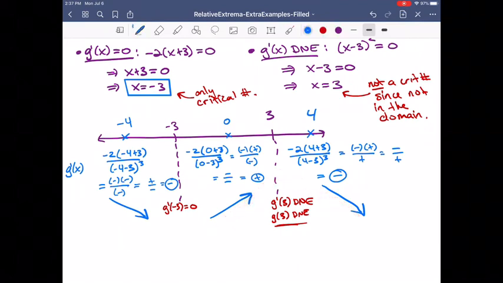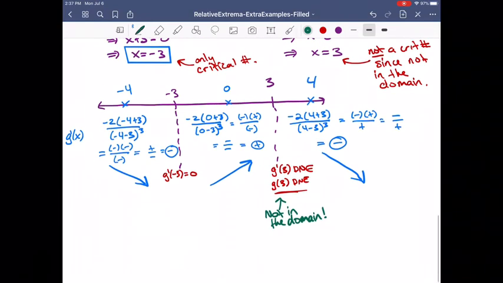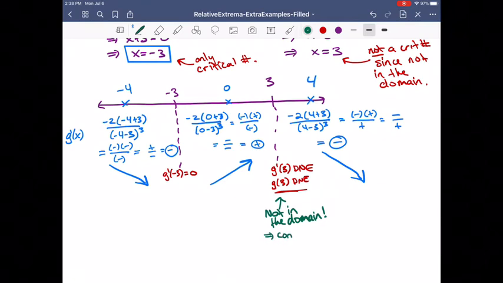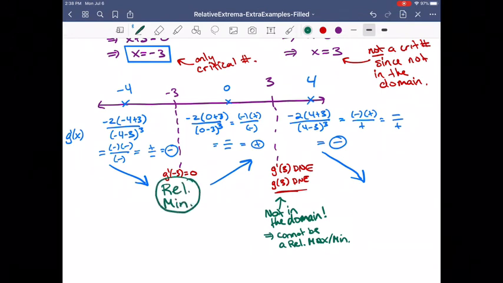Now you might be seeing a problem with that. We want to remember that x equals 3 is not in the domain, which means that it cannot be a relative max or min. So there's no extrema there because there's no point there. So we actually can't have anything there, but over here at negative 3, we do have a relative minimum, because negative 3 is in the domain.